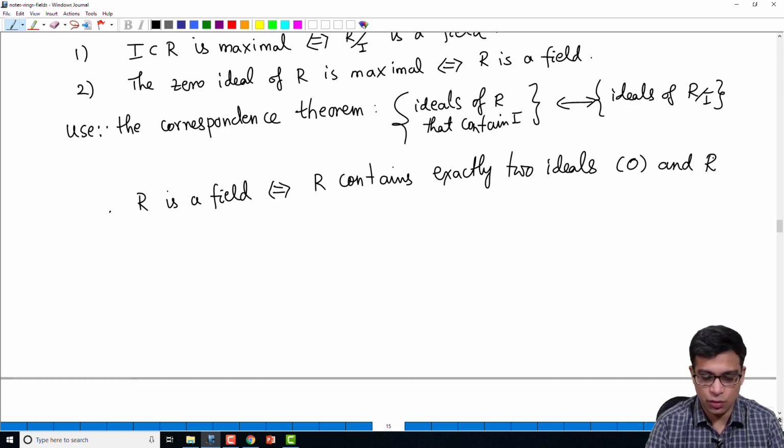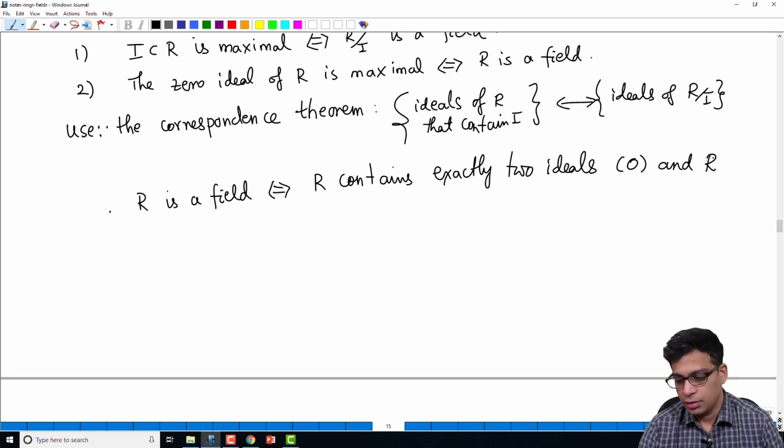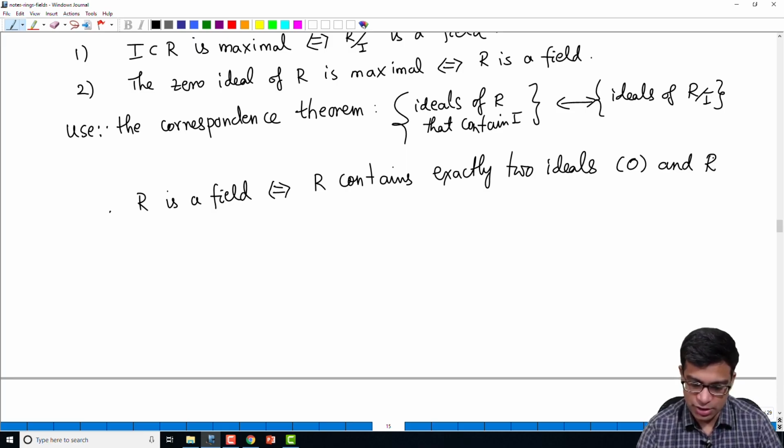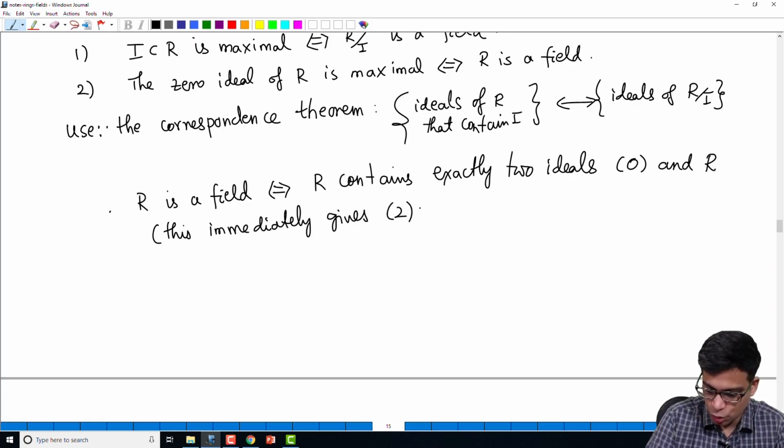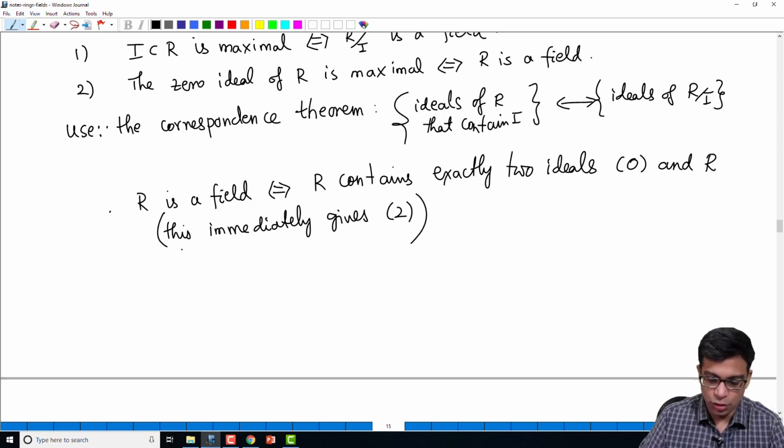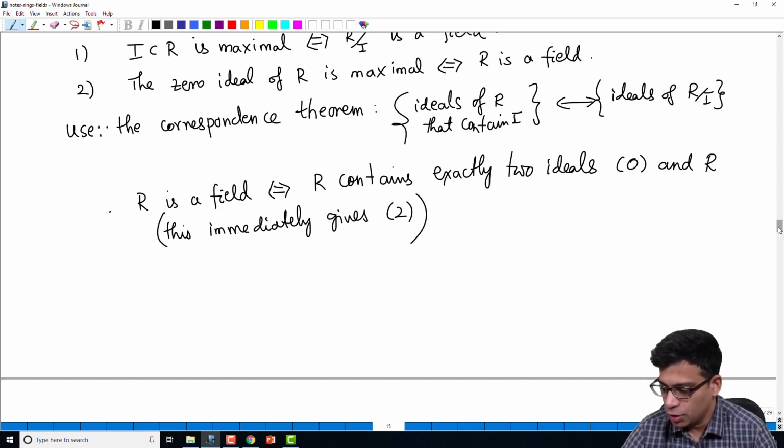So this immediately tells you how to solve problem 2, right? Because if R is a field, then 0 doesn't have any ideal that contains it other than the full ring, and the zero ideal also. So it's certainly maximal. Similarly, if the zero ideal is maximal, that means there is no other ideal other than 0 and R. So this immediately gives 2. And in fact, now using the correspondence theorem, you get 1.